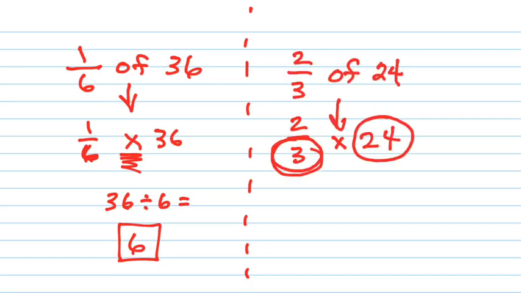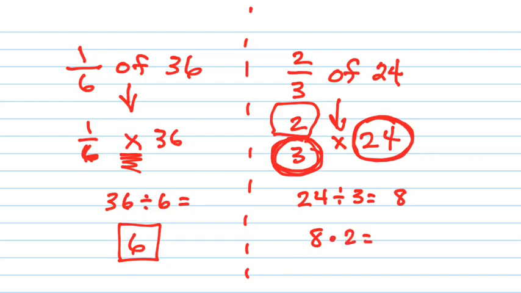Remember, when you're doing a fraction of a number, you simply take that number and divide it by the denominator. So 24 divided by 3. What's 24 divided by 3 going to give me? It is 8. Okay? Good job. But I'm not finished, am I? Because this number was not a 1 this time, was it? So I have to take that 8 times what? 2, which gives me 16.